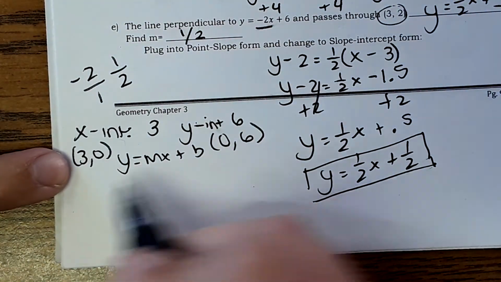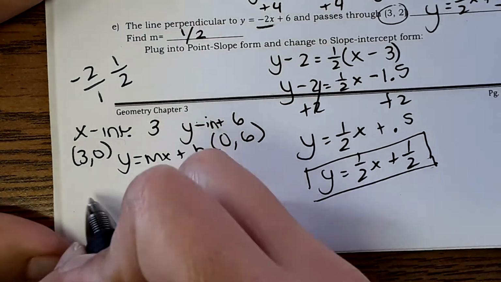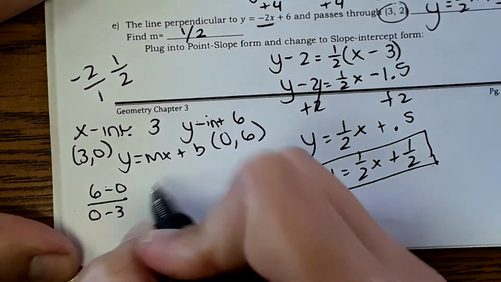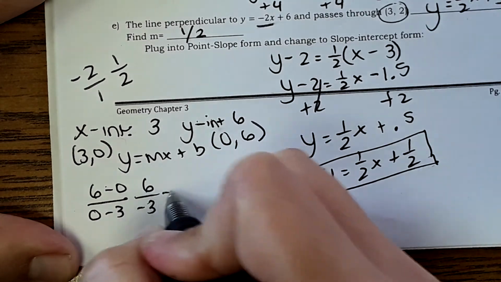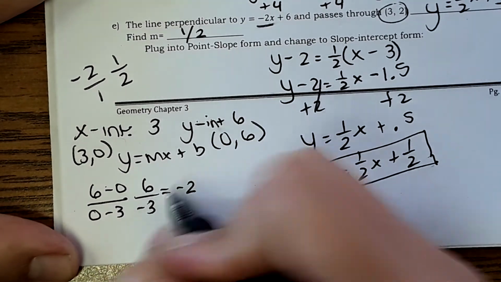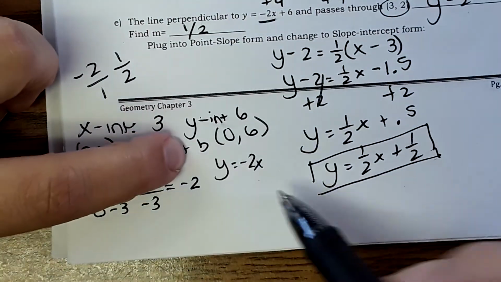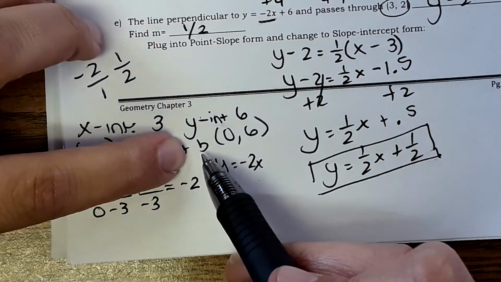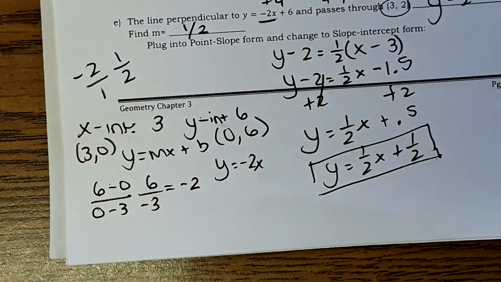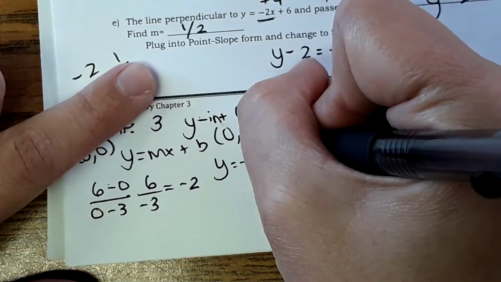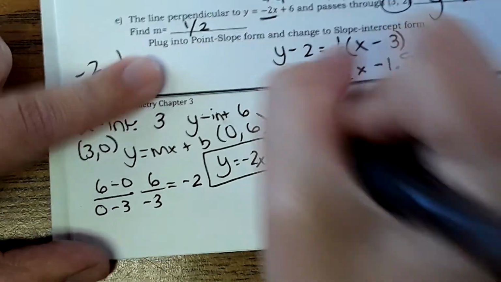So you can use that to find the slope. You could just find the slope: 6 minus 0 over 0 minus 3, and you'd find that the slope is negative 2. So you'd have y equals negative 2x. And then for the y-intercept, yes, you could plug this into point slope form to solve for it, but you're already given the y-intercept, so your b is just going to be 6. And you'd be done at that point.